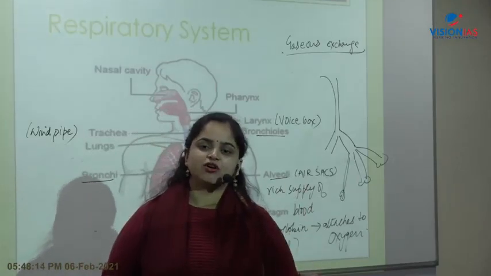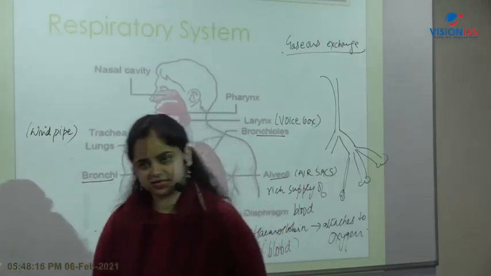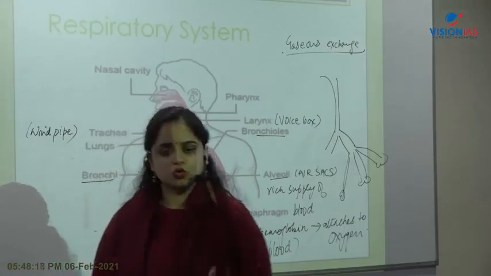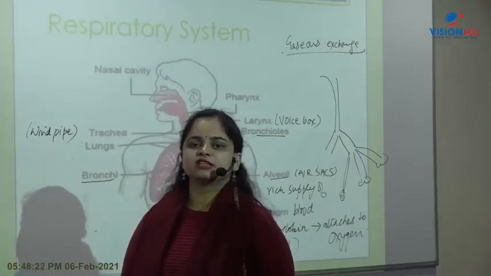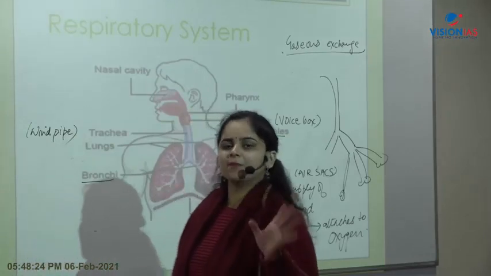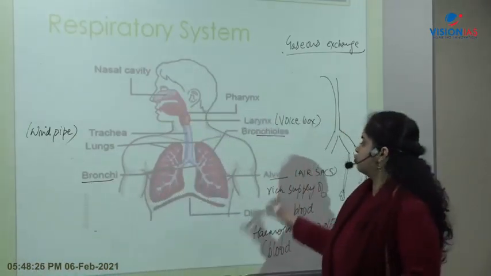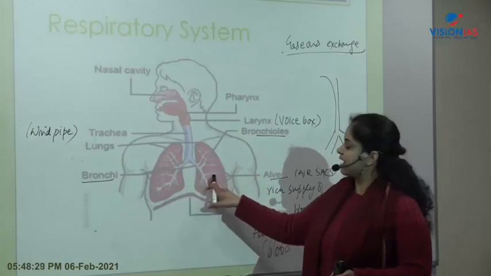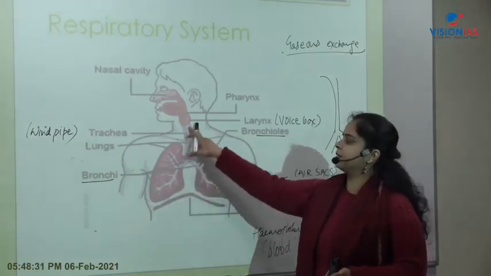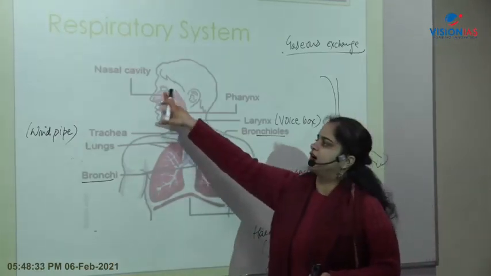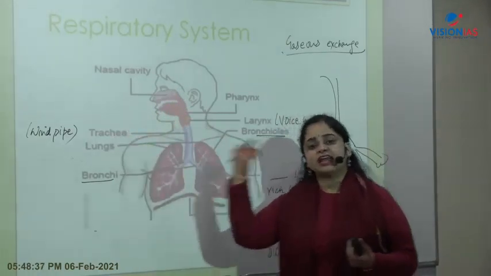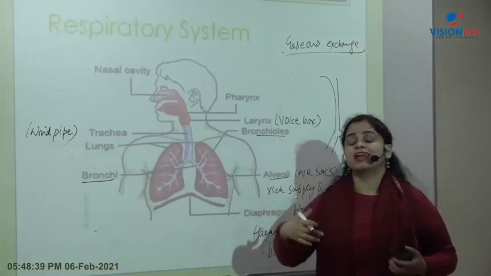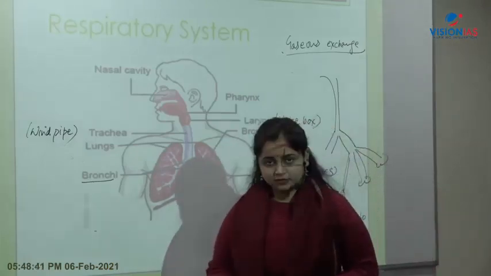At the level of every cell, cellular respiration takes place. Glucose is broken down to produce energy. Carbon dioxide is produced, and then carbon dioxide comes back through the blood, goes to the alveoli, bronchiole, then bronchi, trachea, and finally comes out. So you are inhaling oxygen, you are exhaling carbon dioxide.